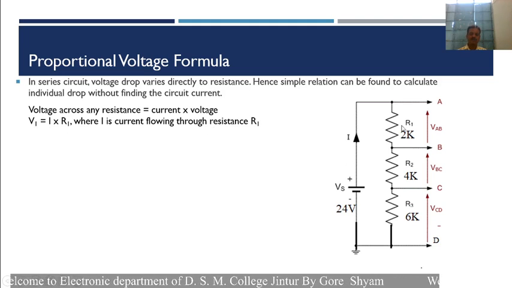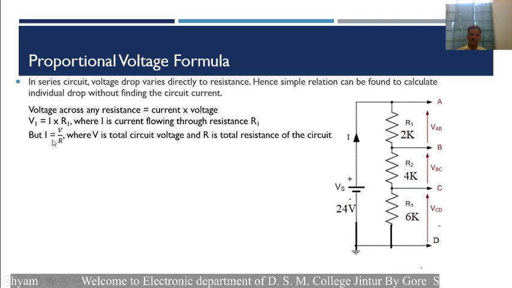If you want to find out the voltage across this resistance, suppose the voltage across it is V1, and V1 is equal to the current flowing through the circuit, I. The same current is flowing through all components. Therefore, I is the current flowing through the resistance R1, so V1 is equal to I into R1. But we know that I is equal to V divided by R.